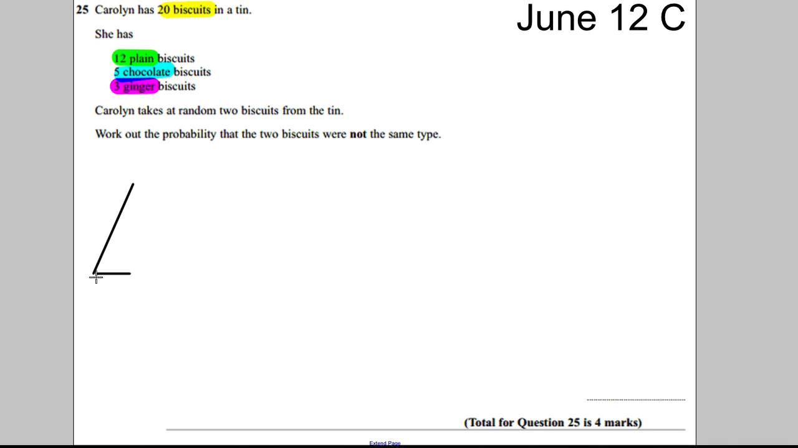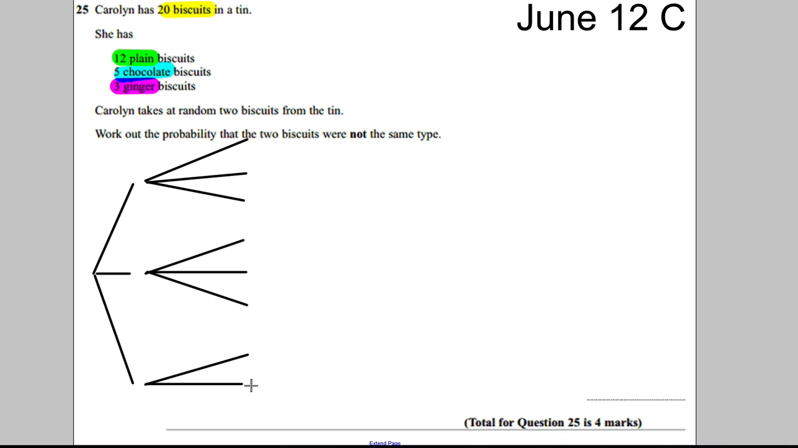Plain, chocolate, ginger. Plain, chocolate, ginger. And we'll write that as well. Plain, chocolate, ginger.